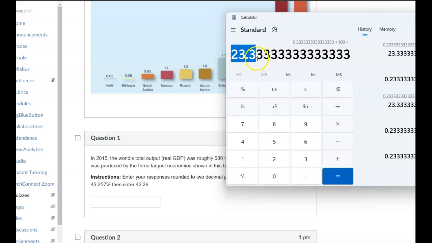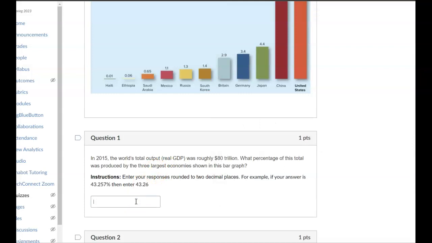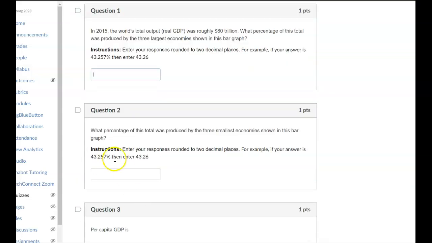Now, if this was 2.336, you would round this up, and this would be 3.34 if this was rounded up. But here it's pretty simple. 2 decimal places is going to be 23.33, and that's what you would enter here. You would enter 23.33. Okay? Straightforward.